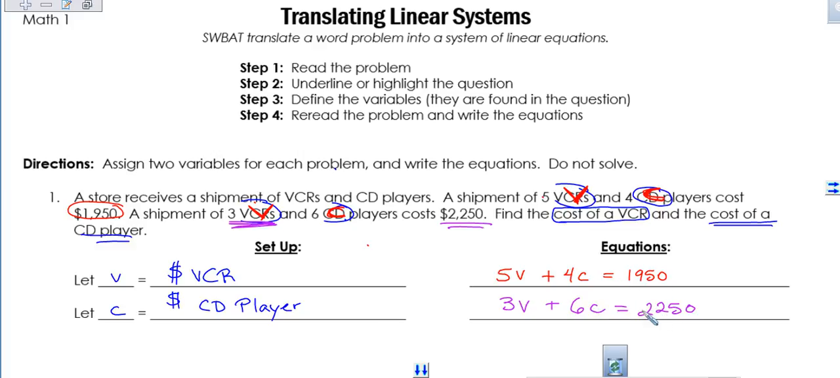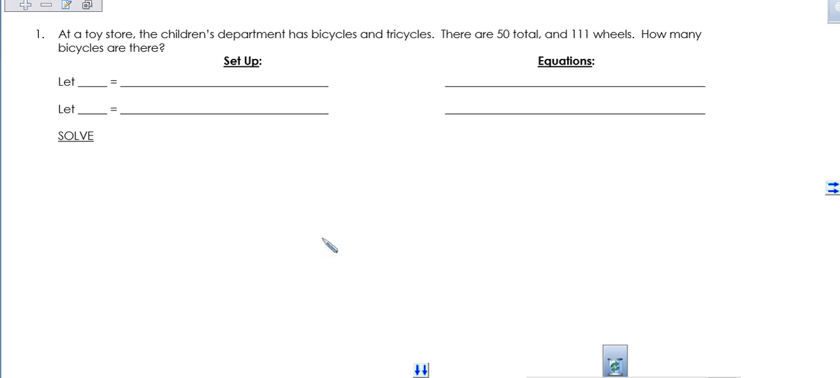So this would be more likely to be solved via elimination than substitution or graphing. Okay? Am I saying you couldn't do it those ways? No. I'm just saying it's easier to do it for this. Okay? So let's look at a different question and one that we can probably go ahead and start solving.